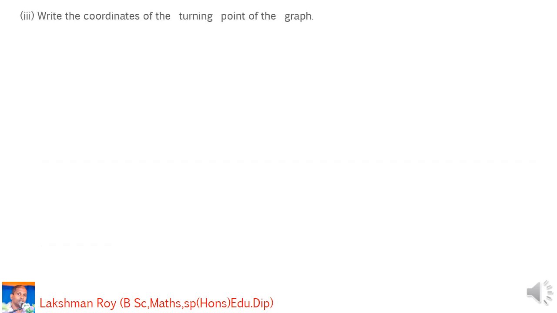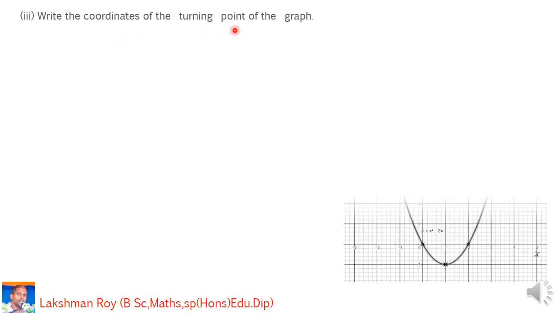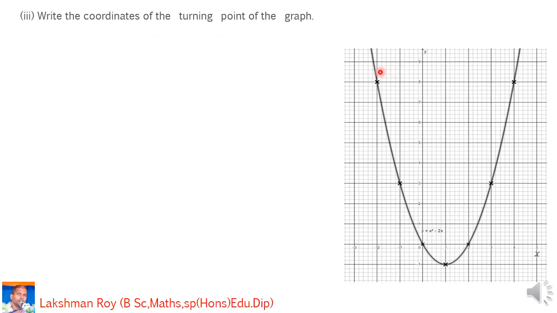Now move to Roman number 3, students. Roman number 3 asks for the coordinates of the turning point of the graph. You can see the graph you have drawn. You start at this point, and when you come to this point the graph turns. So this is the turning point, and we want its coordinates.